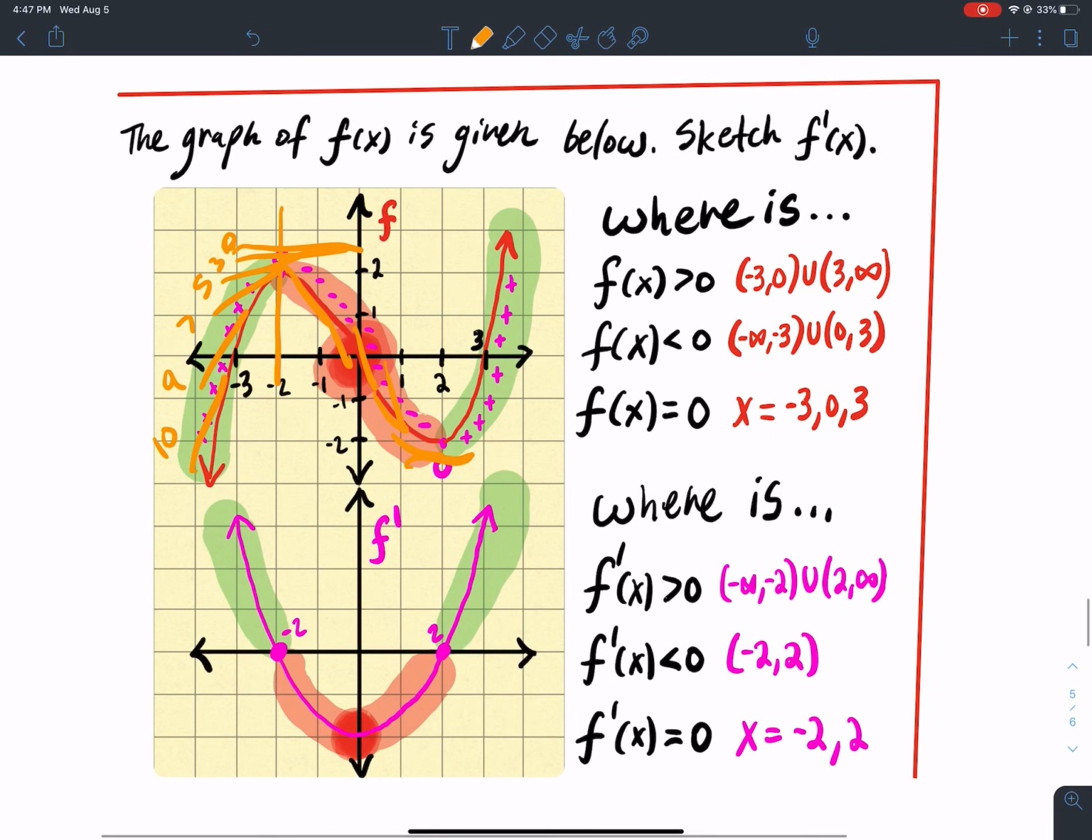So hopefully this gives you a little bit better understanding of how to sketch the graph. We're going to spend more time on this in a later section, but it's just a foreshadowing video for you.